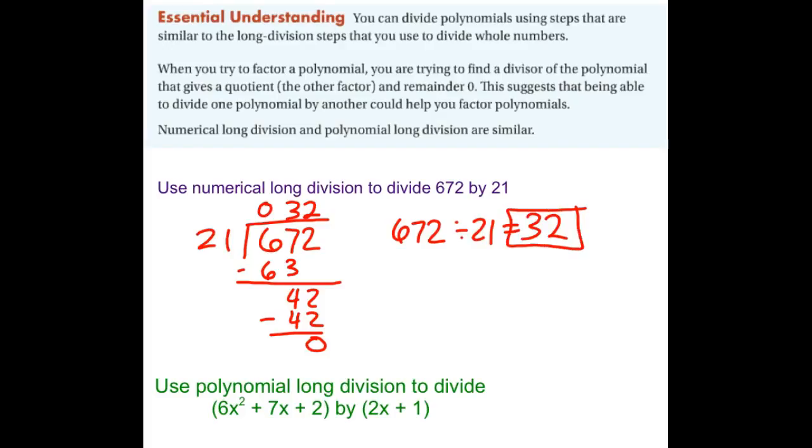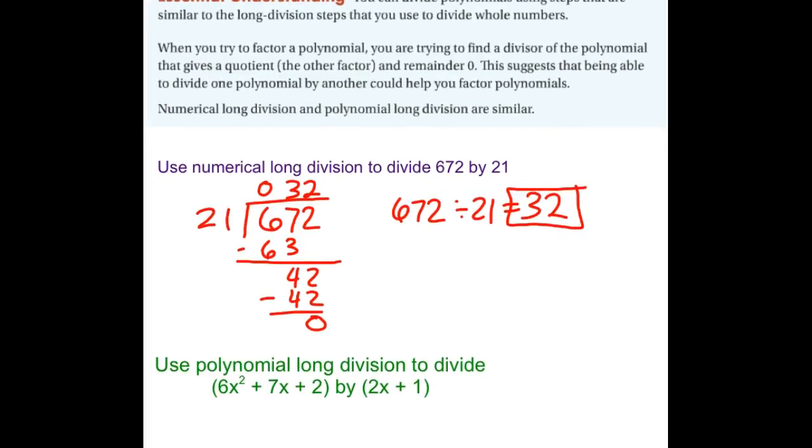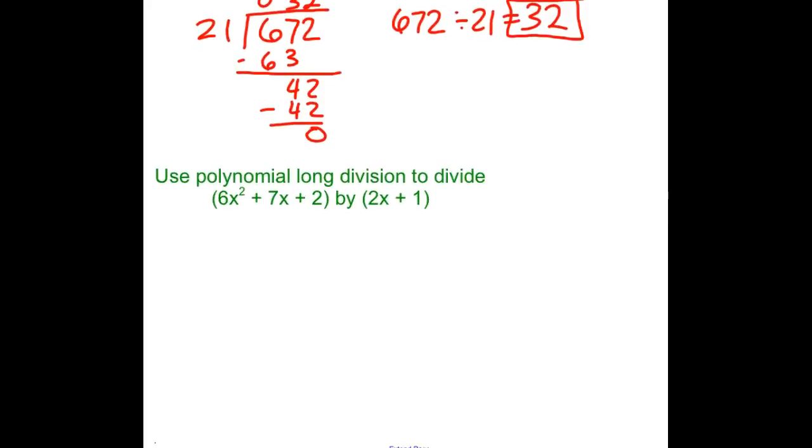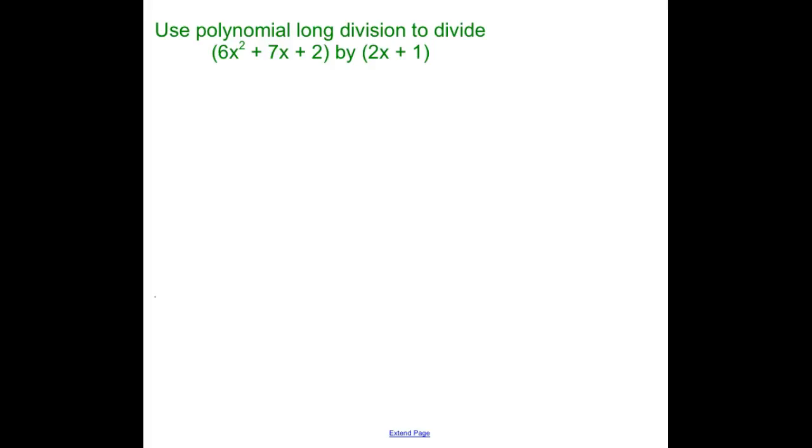Okay, so polynomial long division is similar. We're going to use polynomial long division to divide 6x squared plus 7x plus 2 by 2x plus 1. So 6x squared plus 7x plus 2, that's our dividend, that goes underneath. And 2x plus 1 is our divisor, that goes outside.